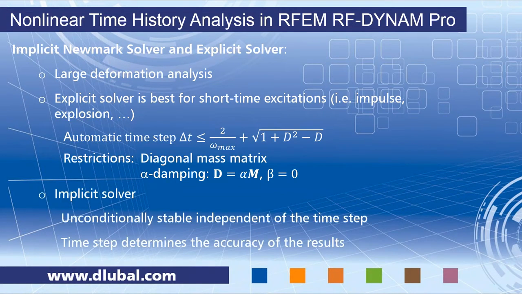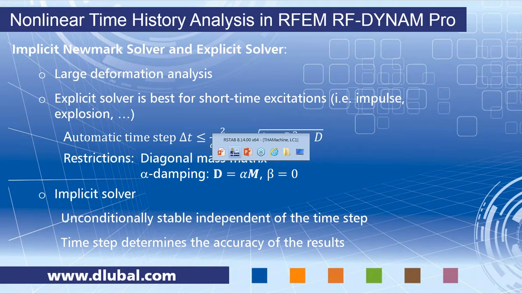The implicit solver is unconditionally stable, independent of the time step, but still it's very important to use small enough time steps to determine accurate results. And I recommend in RFEM always to do a convergence study for the time step. So let's go to the example. I think that's enough for all the theory and solver difference.